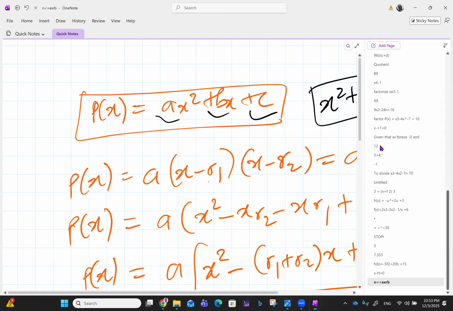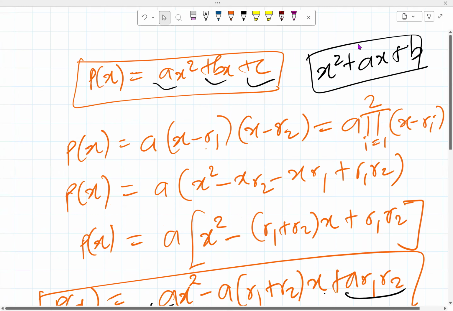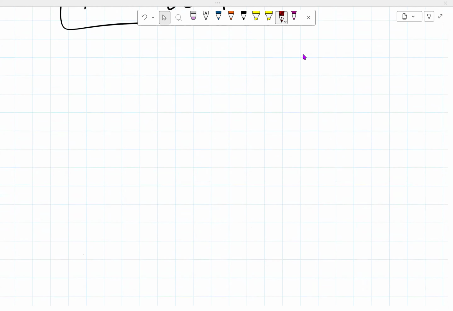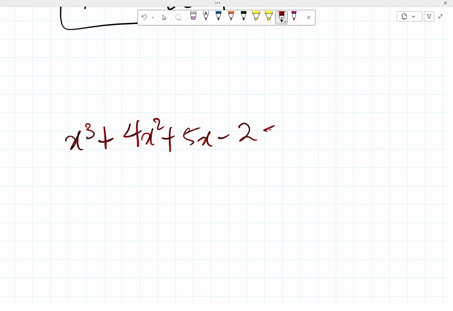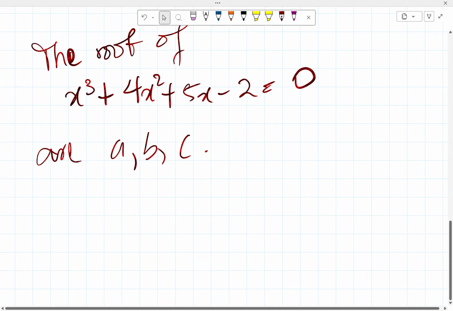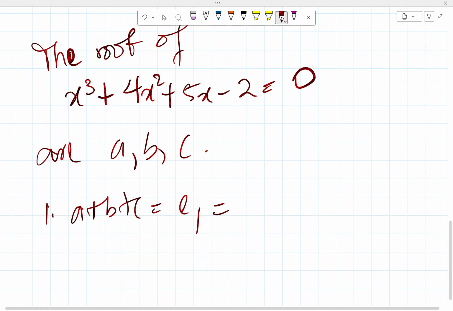Okay, let's answer this question 1, and we round it off with that. So the question is, we have the cubic polynomial x cubed plus 4x squared plus 5x minus 2 equals 0. The roots of this are A, B, and C. So we now need to compute, number 1, A plus B plus C. That is simply E1.